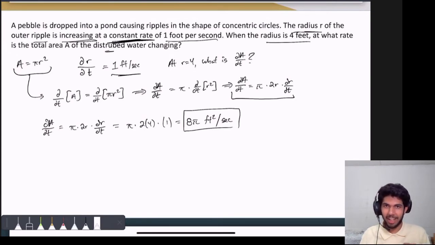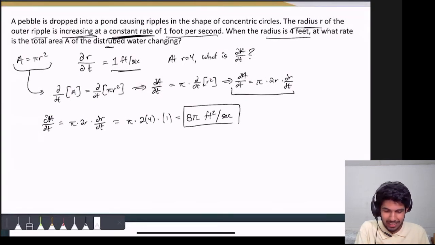So the next time you go to a pond and you throw a pebble into the pond, as I always do and as most people always do, I encourage you to be that nerd and measure how fast the ripples are increasing, how fast the radius is increasing, and then see if this makes sense. Is the total area changing by about 8 pi when the radius is 4 feet? And maybe that makes sense.